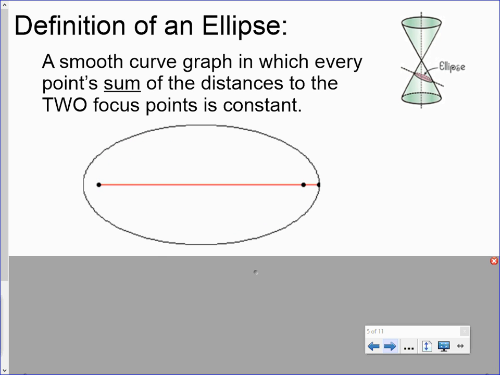We're moving our pencil around to draw the round shape, always using the same piece of string, which is always the same length, so those two pieces are always going to add up to the same number.